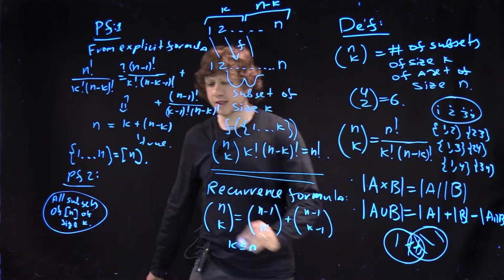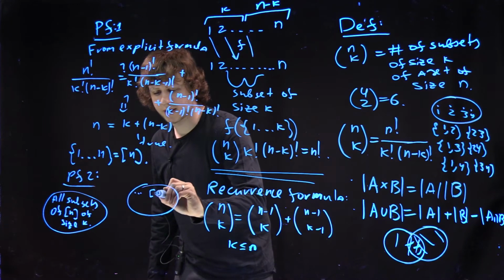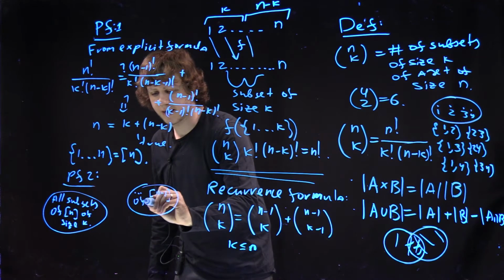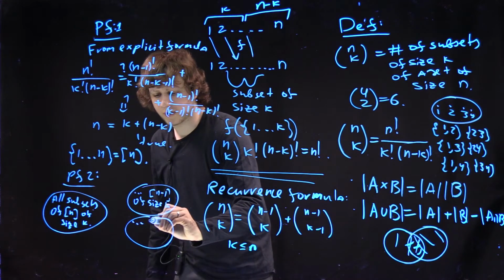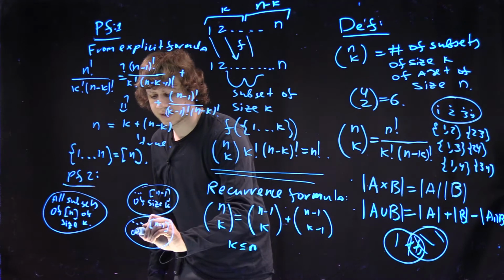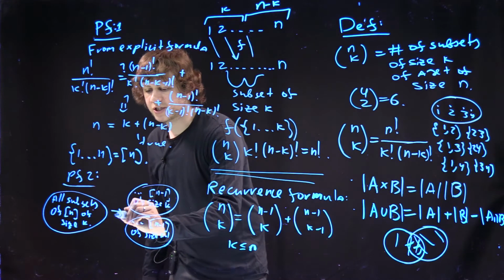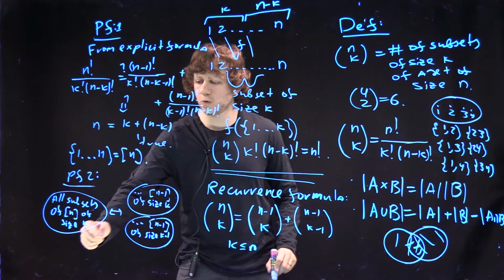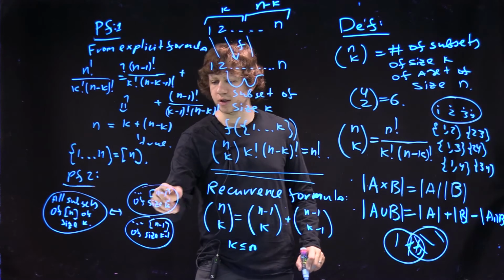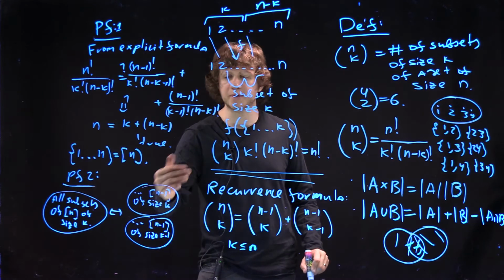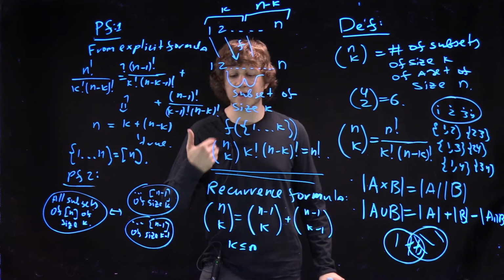And on the other hand, we have all subsets of n minus 1 of size k and all subsets of n minus 1 of size k minus 1. And the statement is that there is a bijection which identifies all these subsets with either this one or this one. So the union of these two sets, if you think of them as not intersecting, is in bijection with this set. So let's do it very explicitly.